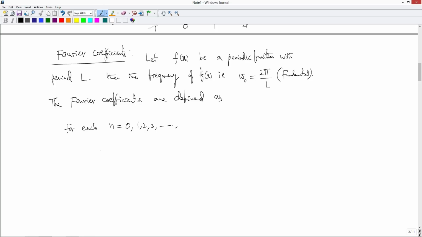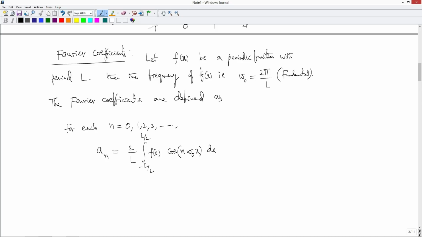For each n, you define a_n as an integral: 2 by L, from minus L by 2 to L by 2, f(x). So, there is a time signal. This is the input you have given. The signal you take and you multiply with these cosines and sines. Cosines are fundamental periodic functions, cos(n omega naught x), where omega naught is the fundamental frequency, dx. This is a function of x.